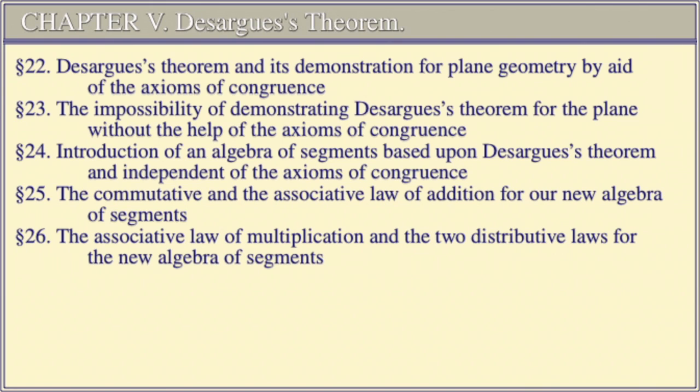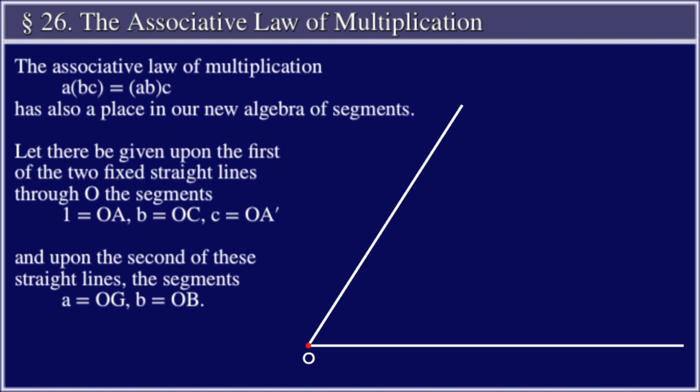of segments. The Associative Law of Multiplication, a times the quantity bc equals the quantity ab times c, has also a place in our new algebra of segments. Let there be given upon the first of the two fixed straight lines through O the segments 1 equal to OA, b equal to OC, c equal to OA prime. And upon the second of these straight lines, the segments a equal OG, b equal OB.